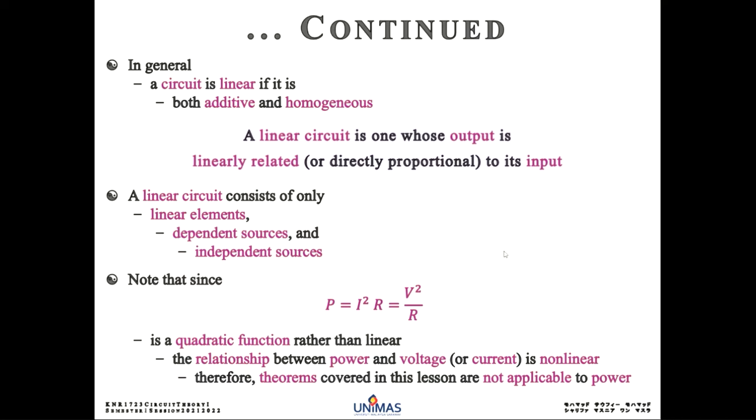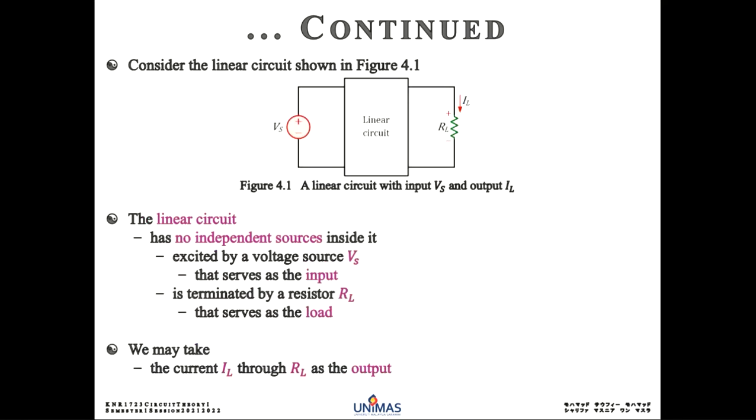So when you want to find the power, you cannot use the linearity property, meaning you cannot add P is equal to P1 plus P2, that is I1 squared R plus I2 squared R. You cannot do that. You have to do it individually for the power. Okay.